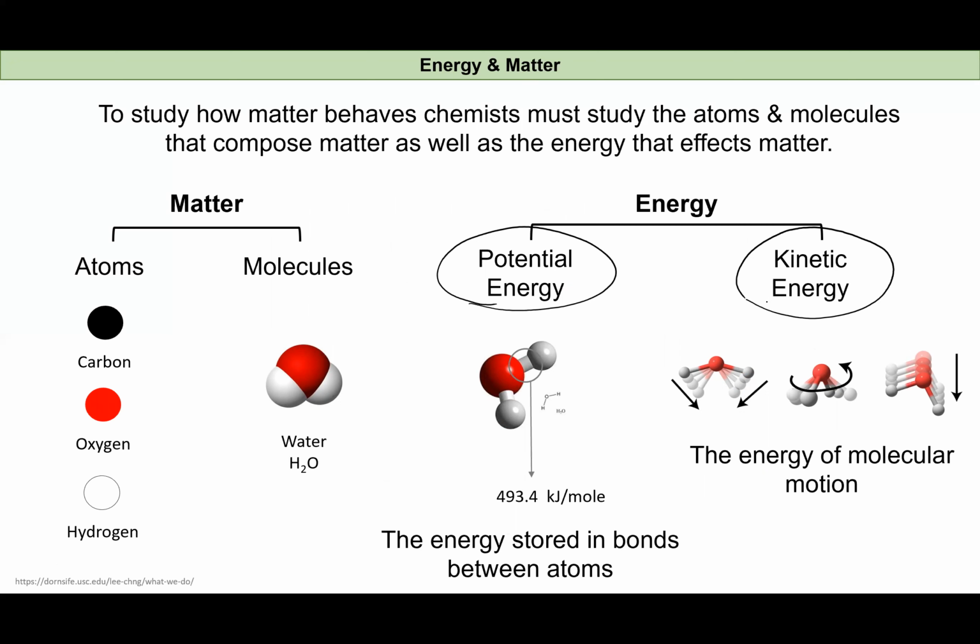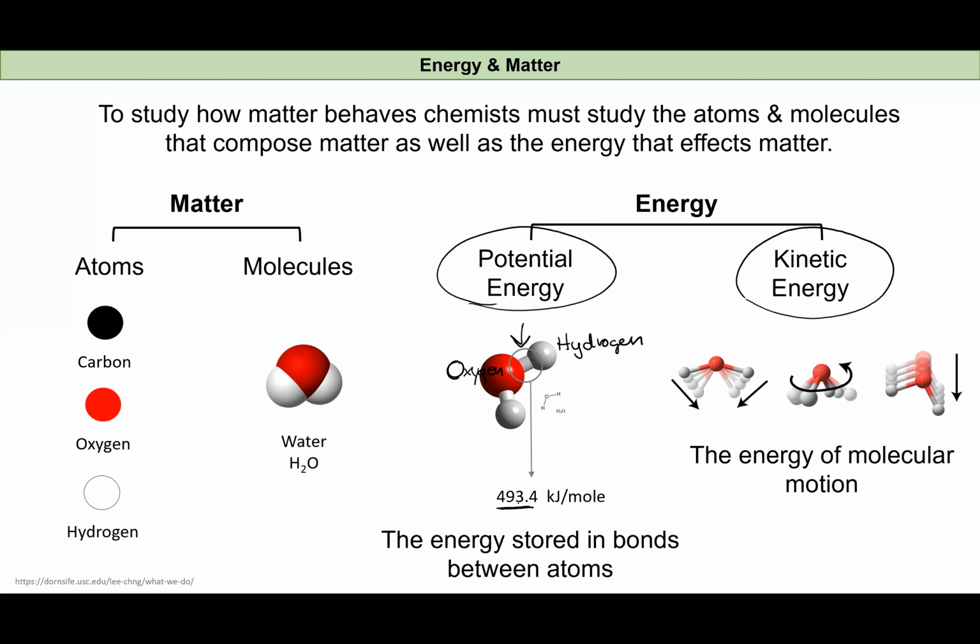But in chemistry, we think of potential energy as the energy stored in a bond between an oxygen and a hydrogen atom. And the amount of energy that is stored in this particular chemical bond is about 490 kilojoules for every mole. We'll get into what those units mean later in the quarter.